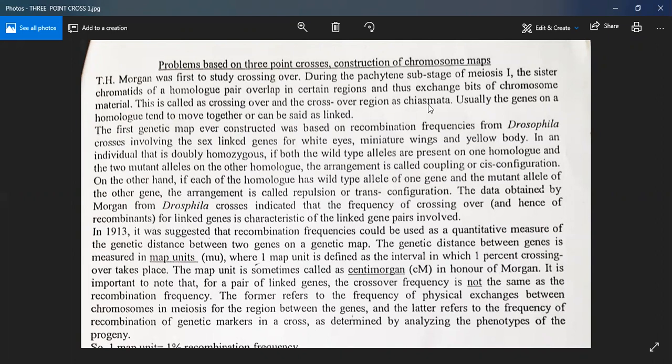Further, it was suggested that on the basis of crossing over, something called a chromosomal map was discovered. Now, what is a chromosomal map? A chromosomal map is a map that will give you the location of the genes and the distance between them.